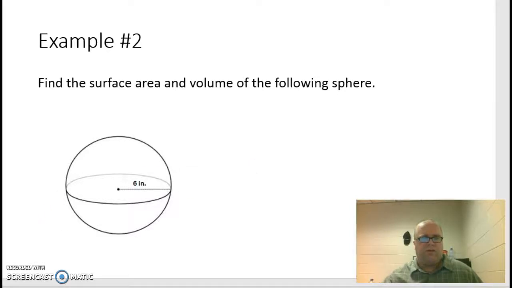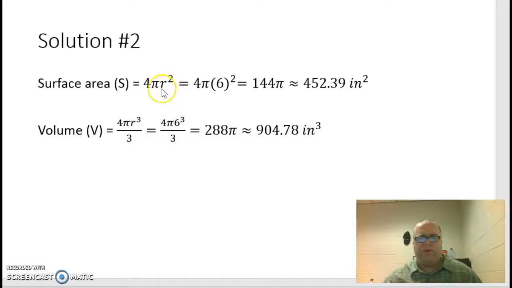Alright, so hopefully with the surface area we used the formula that had the radius in it, which we just plugged that 6 in there. So that's 4 pi 6 squared. Remember, we have to square that 6 first, so 36 times 4, 144 pi, which is approximately 452.39 inches squared. And then with the volume, we'll use the formula here, the 4 pi r cubed over 3. Plugging in our values, we get 288 pi, or approximately 904.78 inches cubed.